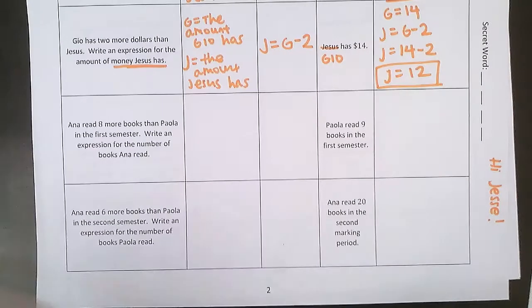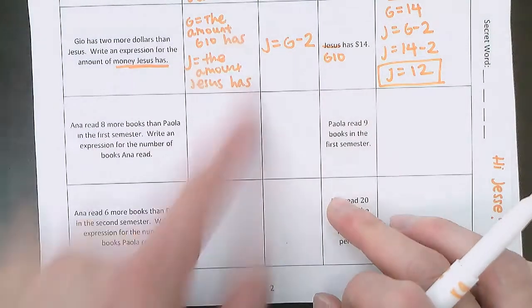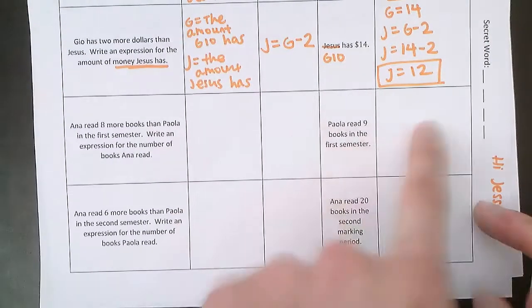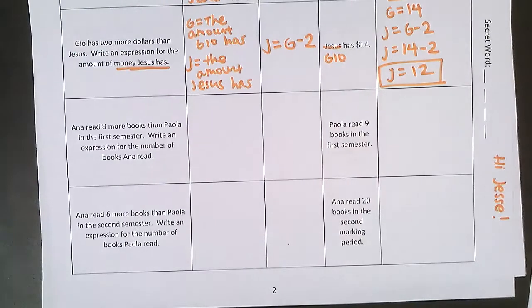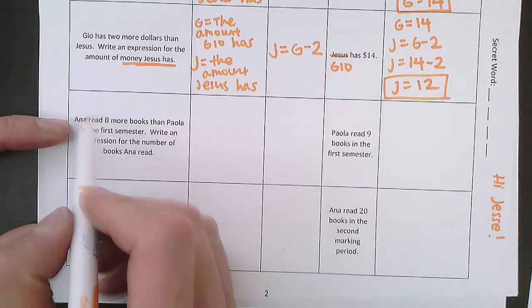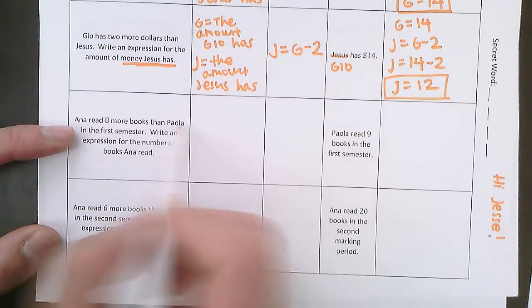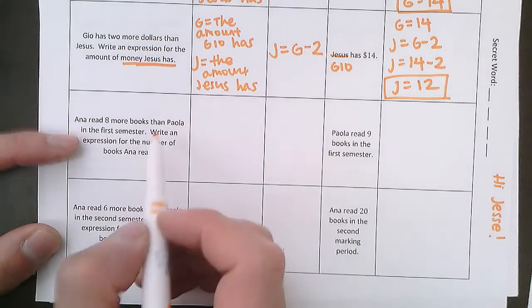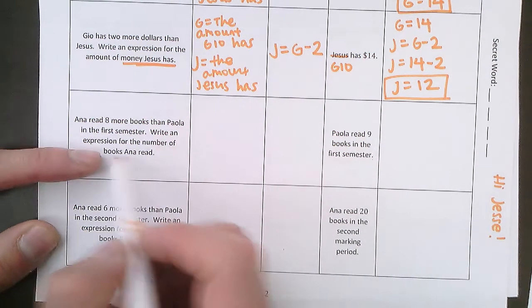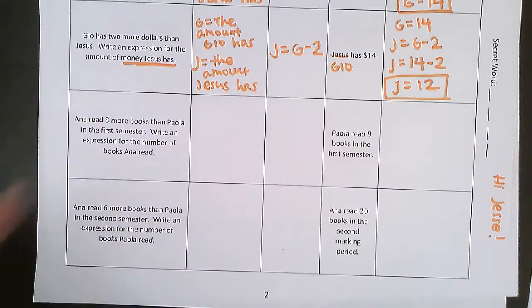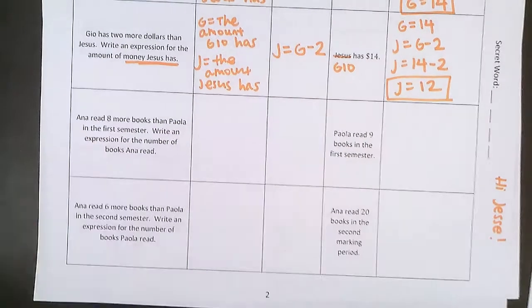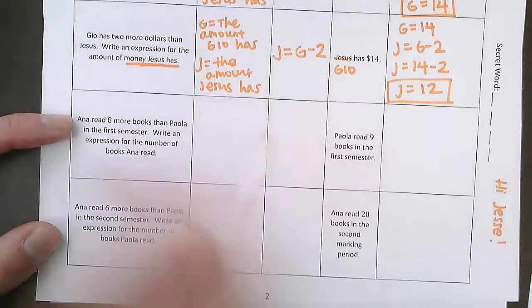All right, this next one, I'm going to get you started with the variables, and then I'm going to see if you can finish the rest of it on your own. Let's read the situation together. Anna read 8 more books than Paula in the first semester. Write an equation for the number of books that Anna read. I know this says expression, but it should say equation. Sorry about that.